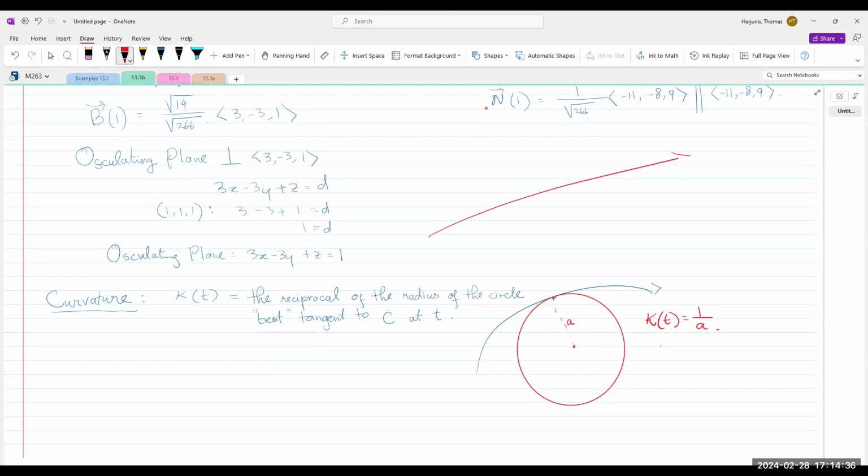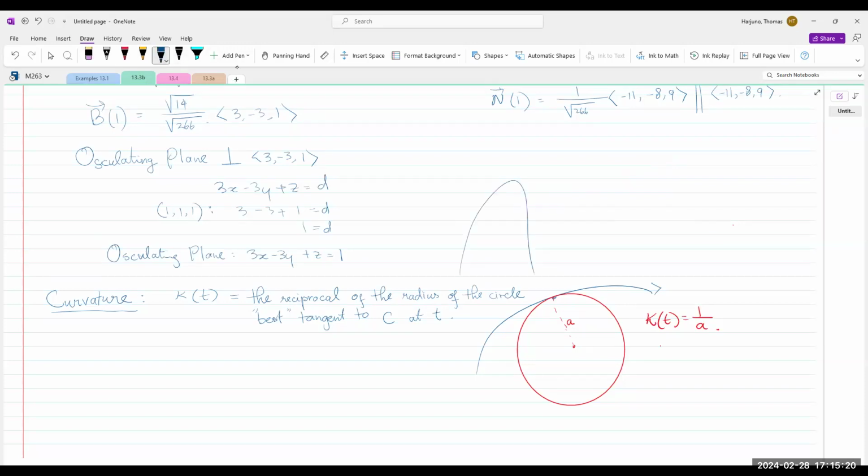Now you will see that the larger the radius, the smaller the curvature. If you have a straight line, then the circle tangent to that straight line must have radius infinity, right? Therefore, the curvature must be 0. In other words, if the curvature is 0, at this point the curve is not bending, it's straight. On the other hand, if the curvature is very big, the radius is very small, which means you are turning very sharply.